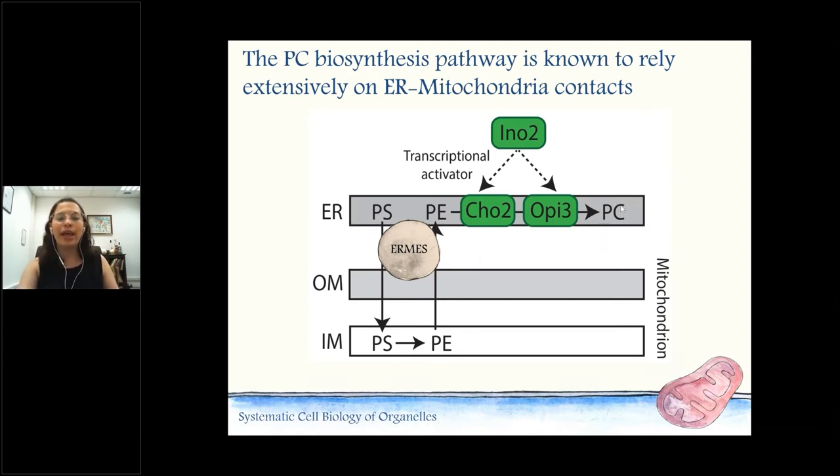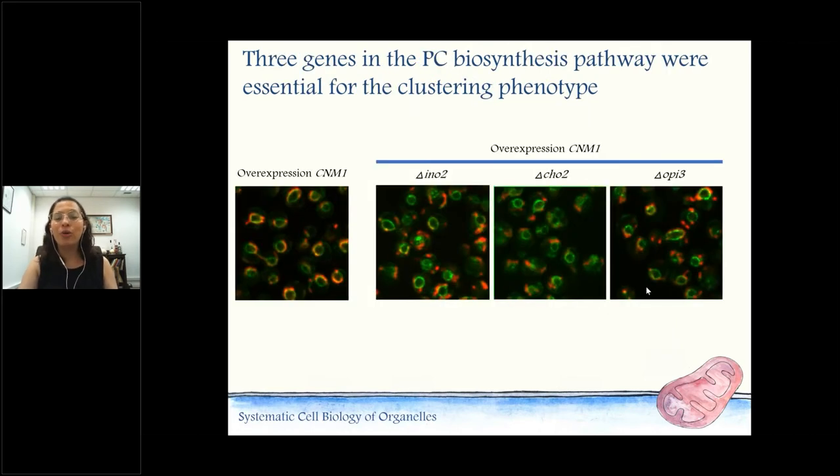So next, when we have PC forming in the ER, it is clear that it has to go back to mitochondria somehow, because mitochondrial membranes have about 44% of PC. So we hypothesize that maybe CNM1 has a role in these contacts to transfer back PC from the ER to mitochondria. Okay, so we know that deletion of ENO2, CHO2, and OP3 result in less of these contacts, and we wanted to understand why. Why do we see less of them?